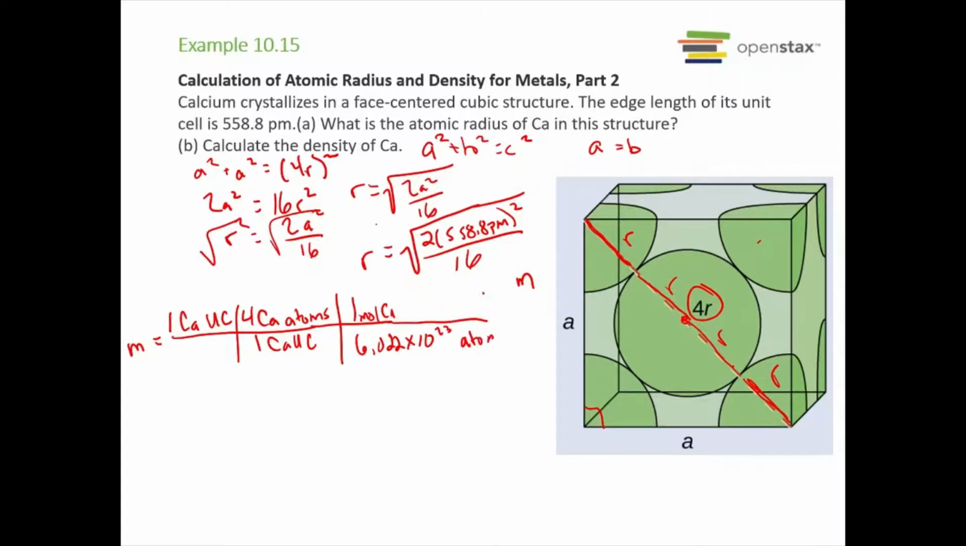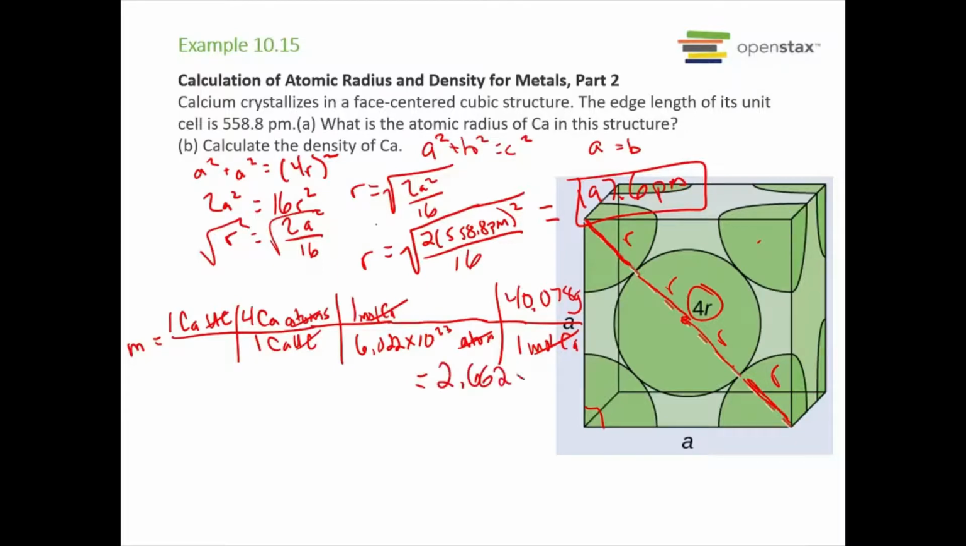Let me rewrite things so I can save some room here. r equals 197.6 picometers. Okay, and then to go to grams we use molar mass, 40.078 grams per 1 mole of calcium. And we get that from the periodic table. We can see our units canceling to give us grams at the end. So the mass of our 1 unit cell is equal to 2.662 times 10 to the negative 22 grams.